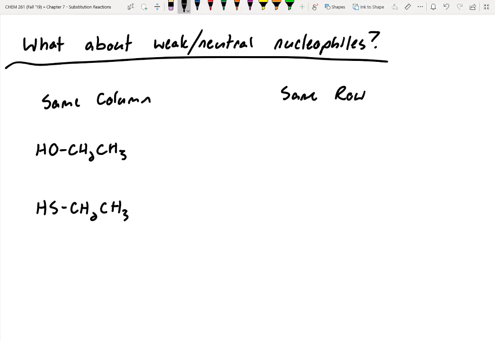Let's think about this. What can this do that the other one can't? It can hydrogen bond, all right? What is it going to H bond to? Solvent if it's polar protic, or it could just H bond to itself too, right? So it can H bond to itself. Is that a good thing or a bad thing? If it can H bond to itself, is it going to be a very good nucleophile? No, exactly. So as we go down this column, this gets more nucleophilic.